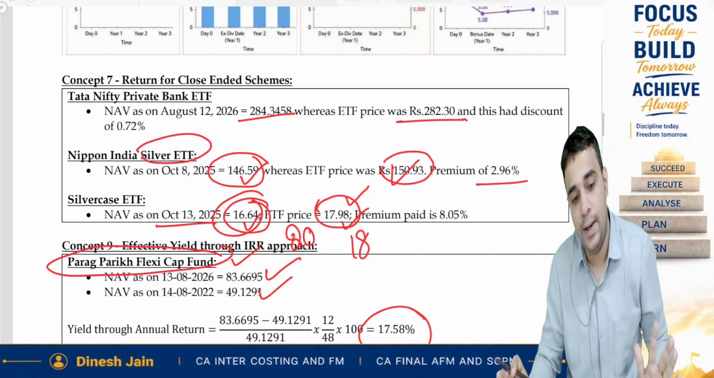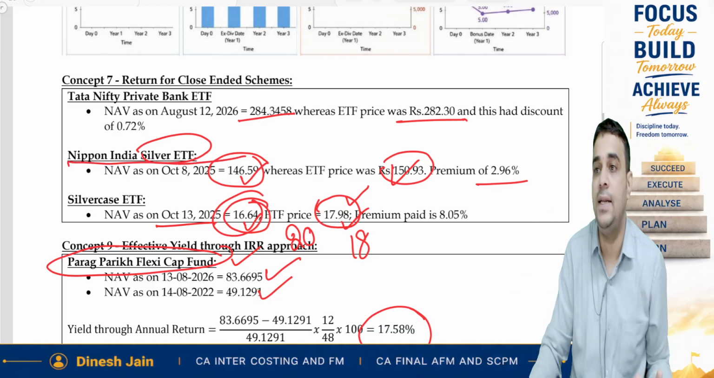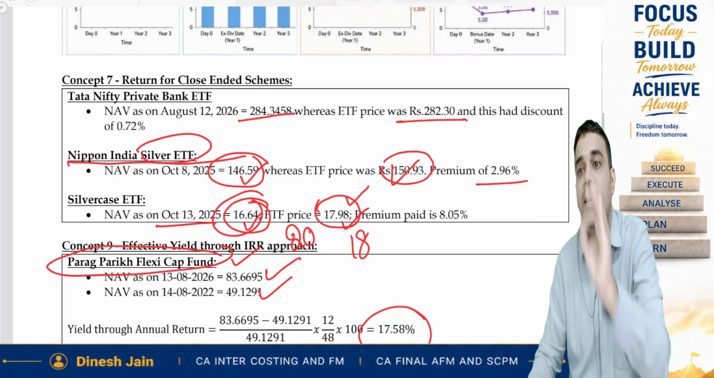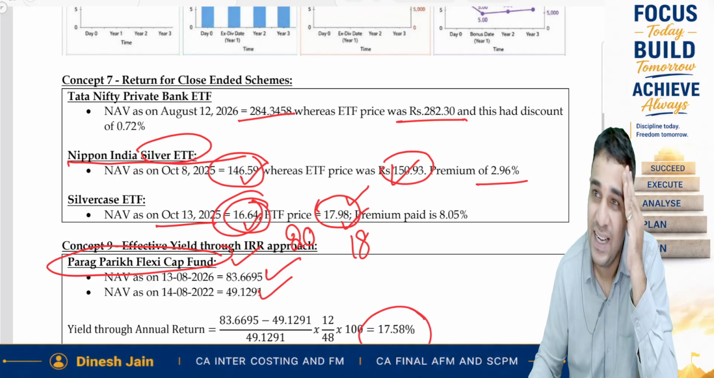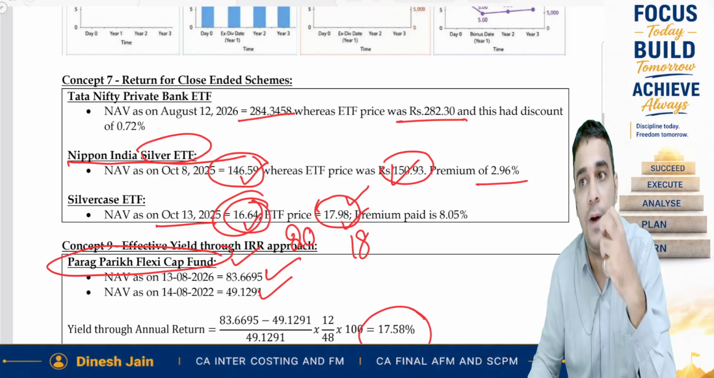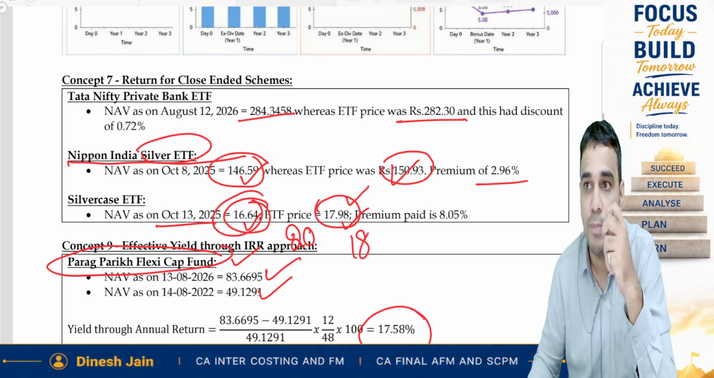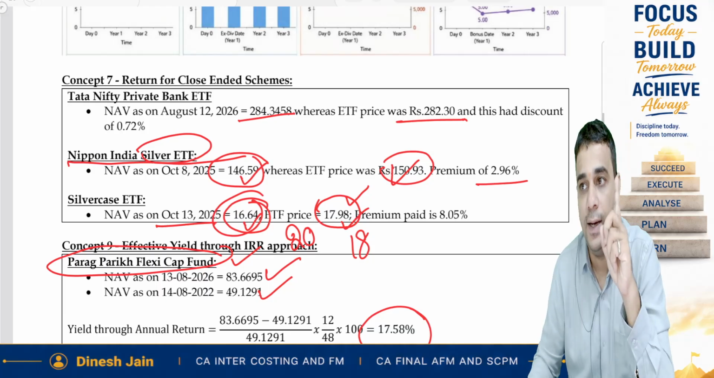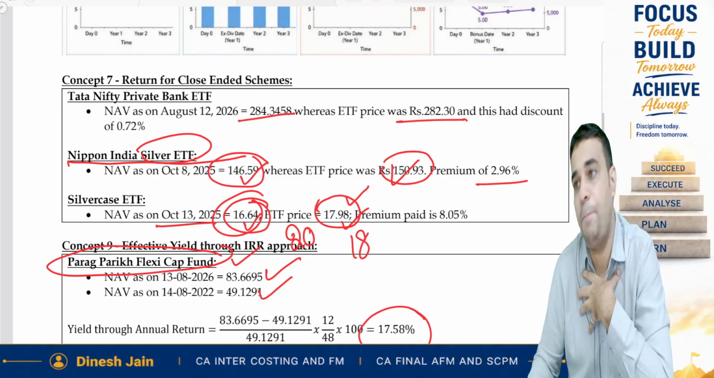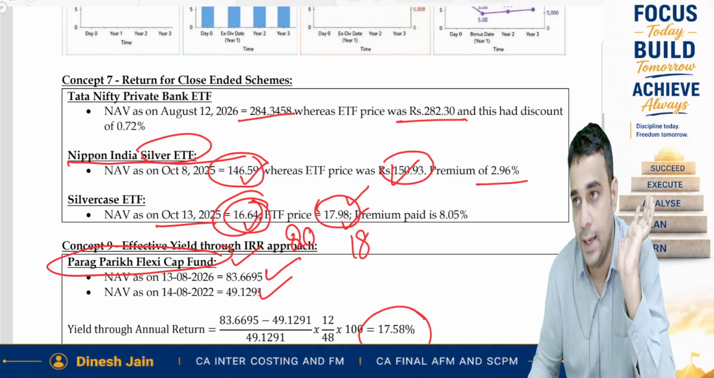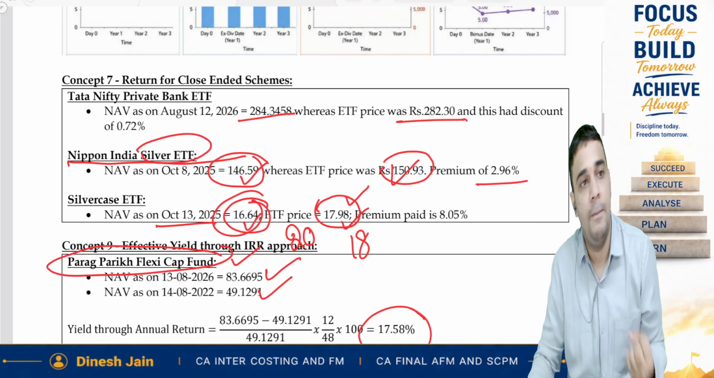In a close-ended scheme, like the Tata Nippon India Silver ETF, ETF means exchange traded fund, or exchange traded mutual fund. The mutual fund is traded in the stock market. There is only one reason for trading: to give liquidity to the person who has purchased it. I purchased, but I can't wait for 10 years. I need money.